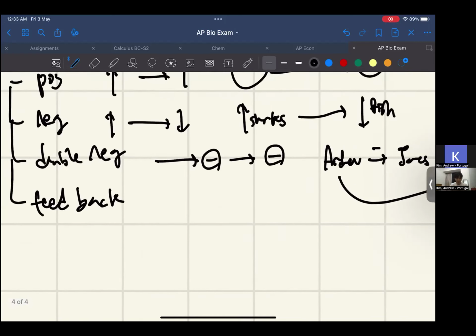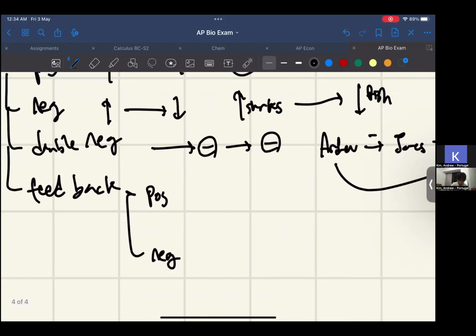Last is feedback. And when it comes to feedback, it's a bit more complicated. We have two different types of feedbacks. First is positive, second is negative. Now, positive feedback would be something like this. I fight with my brother, okay? So this is me. This is my brother.